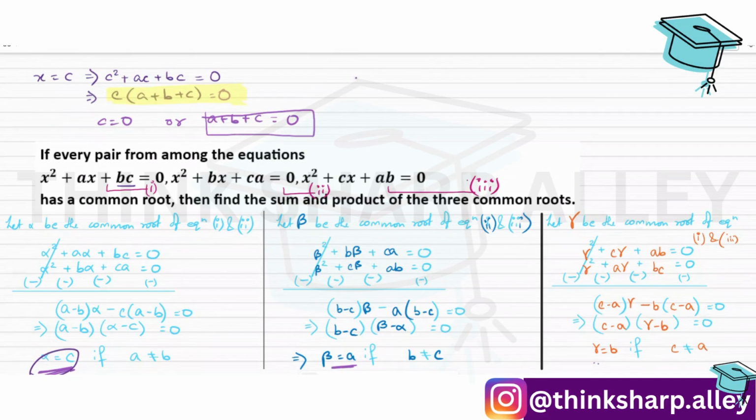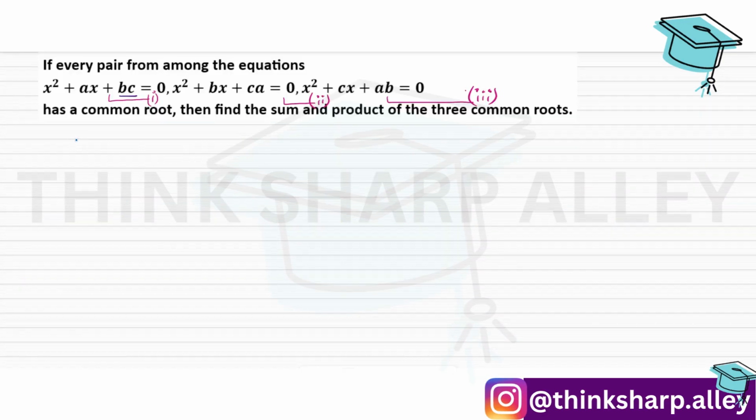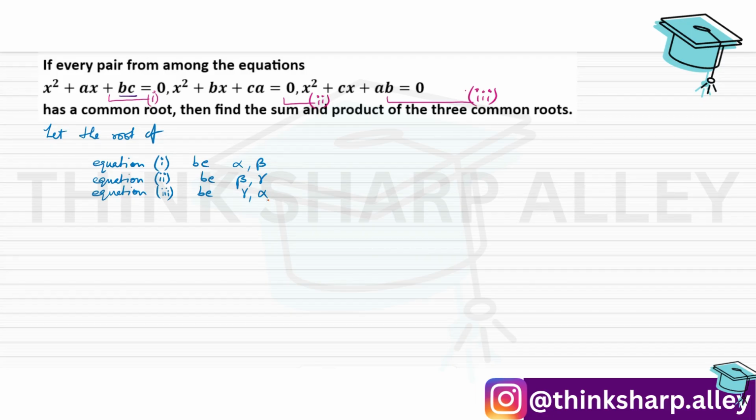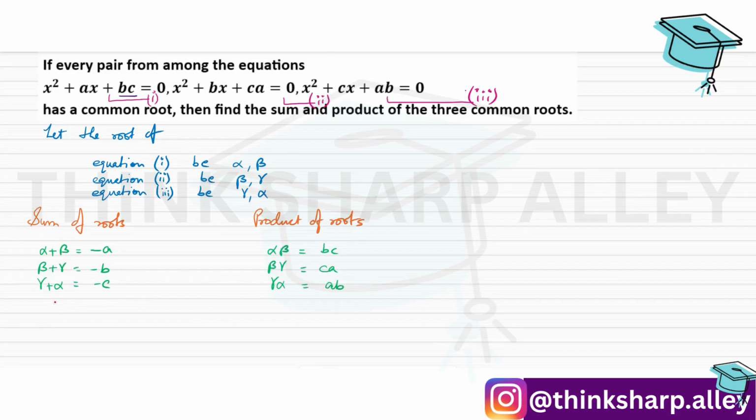So let's correct our approach. We assume that the roots of the first equation be alpha and beta, second equation be beta and gamma, and third equation be gamma and alpha. Now let us apply the sum of the roots and product of the roots formulas. Now adding these equations, we get this, and so alpha plus beta plus gamma is equal to minus half into a plus b plus c.